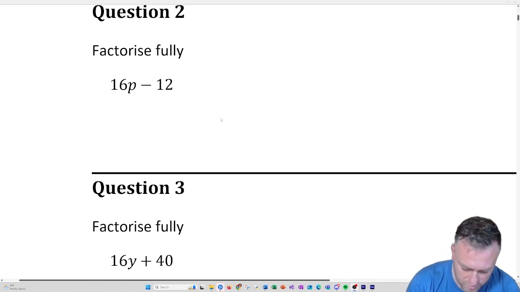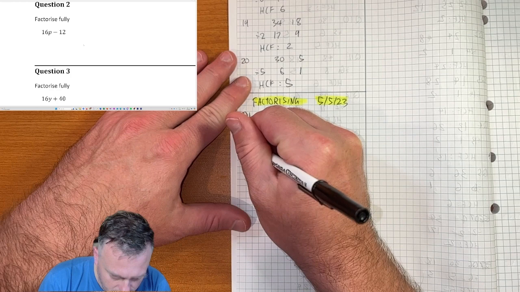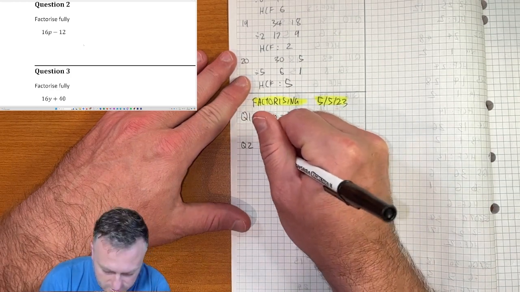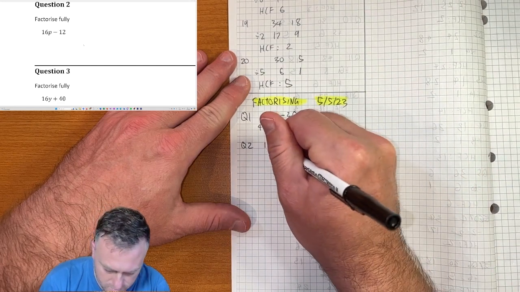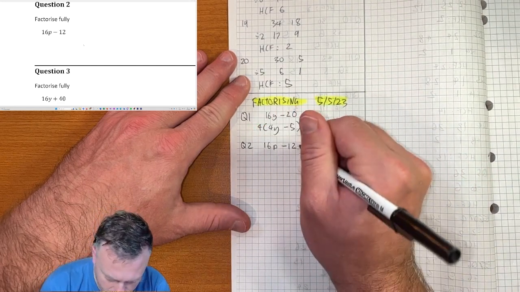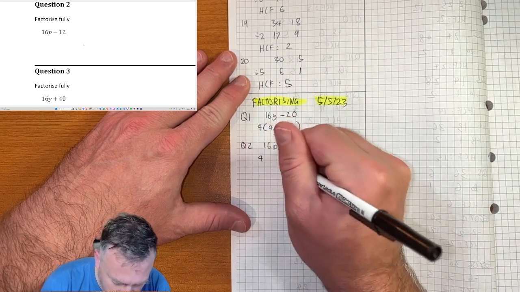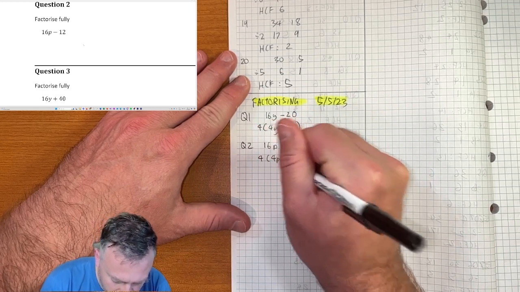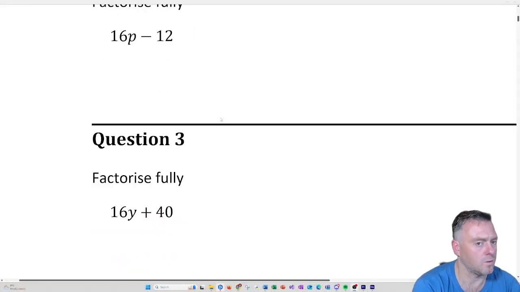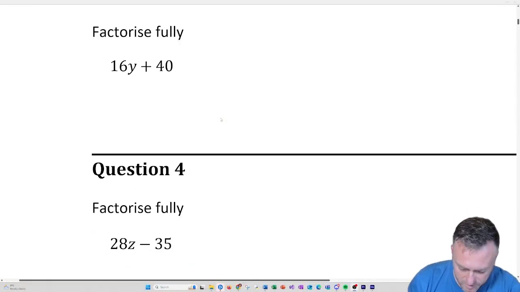16p minus 12. So question number 2. 16p minus 12. So we can divide both of those by 4. So we take a 4 out the front, and we're left with 4p minus 3. Cool. Question 3, 16y plus 40.